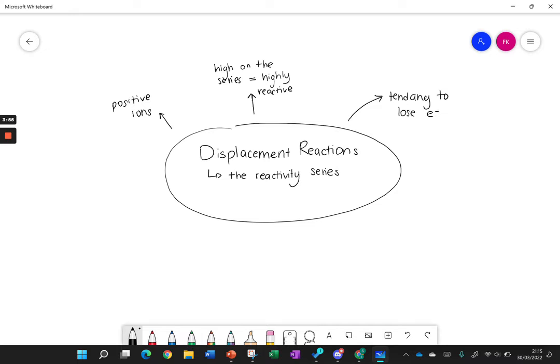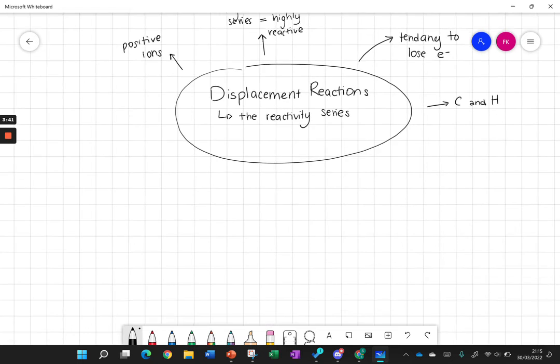So we often look at displacement reactions with metals with elements such as carbon and hydrogen, because what they are often good at is extracting the metals from their oxides by reducing them. So we need to then have a little look at what this reactivity series is. So we're just going to be looking at some of the most commonly used metals. This is not exhaustive, but should help you with your exams.